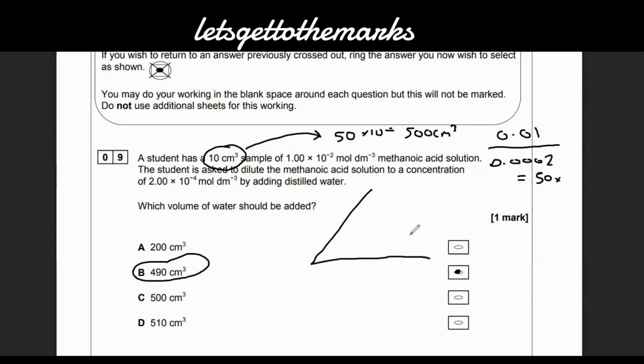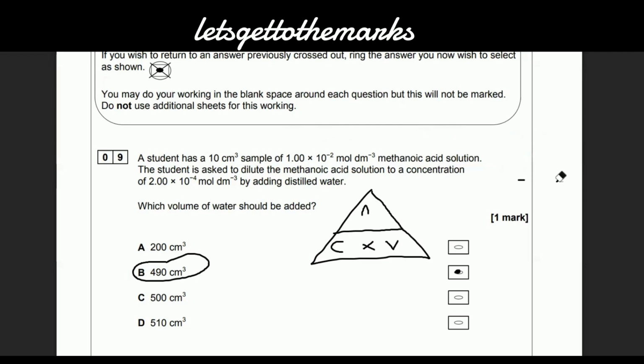The other way to show that they need to make the total volume 500 is to use n over c, V. So you could do that. n over c times V, and that will show you that the total V should be 500. And all you've got to do is work out the amount of moles in the original sample. So this is another method where you're going to use the triangle, and you might prefer that method because, yeah, just use your triangle.